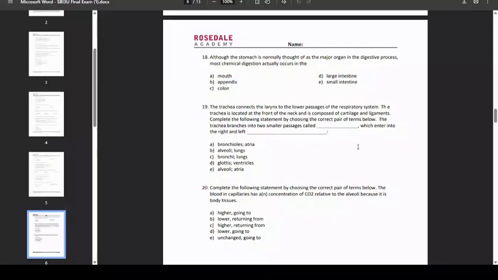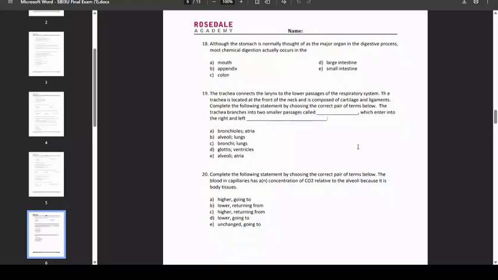The trachea connects the larynx to the lower passage of the respiratory system. The trachea is located at the front of the neck and is composed of cartilages and ligaments. Complete the following statements by choosing the correct pair of terms below. The trachea branches into two smaller passages called bronchi, actually, and then each bronchus in turn enters into the left and right lungs. So C is our answer.